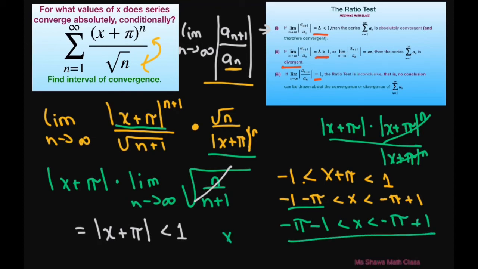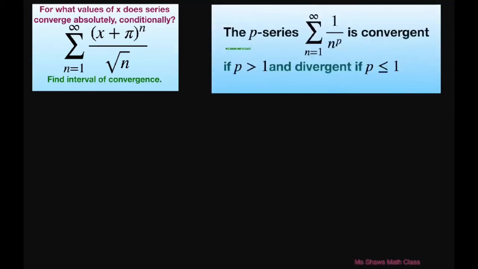Our x is going to be convergent where x belongs to this interval: negative pi minus 1, comma, negative pi plus 1. Because we're going to have to test this. Now, it's going to be divergent if the absolute value of x plus pi is greater than 1. So just write that it diverges. So now let's check our endpoints.